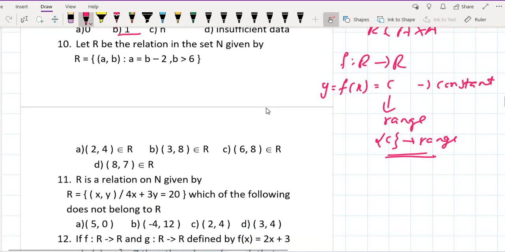Consider next question. Let R be the relation in the set N. N means set of natural numbers. You know that, right? Relation is defined like this: ordered pair (a, b) such that a equals b minus 2. One more condition is given. B should be greater than 6. B means second number, right? It should be greater than 6.